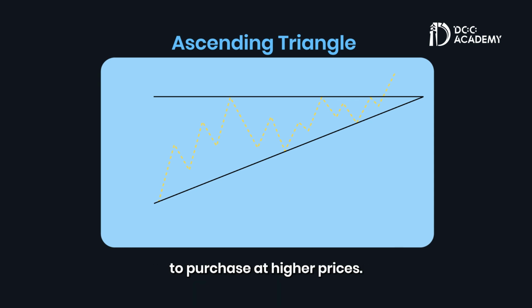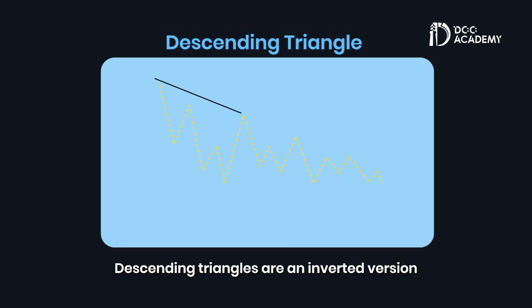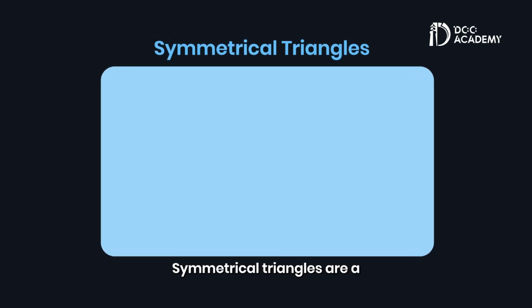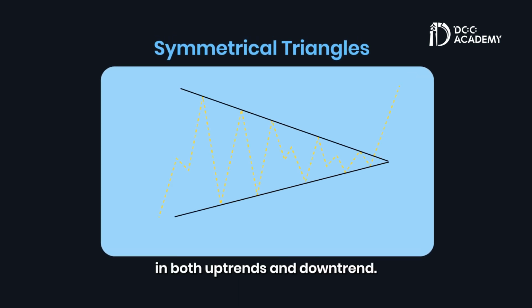purchase at higher prices. Descending triangles are an inverted version of an ascending triangle. The triangle pattern is a bearish continuation pattern where the lower trend line will be visibly horizontal, connecting near the same lows. Symmetrical triangles are a pattern that occurs in both uptrends and downtrends. The patterns consist of an upper trend line connecting the highs and a lower trend line connecting the lows. As the price approaches the apex of the triangle, traders look for a breakout in either direction as a sign of a new trend. These patterns usually signify a period of consolidation or indecision in the market and often indicate that buyers and sellers are presumably equal in strength.